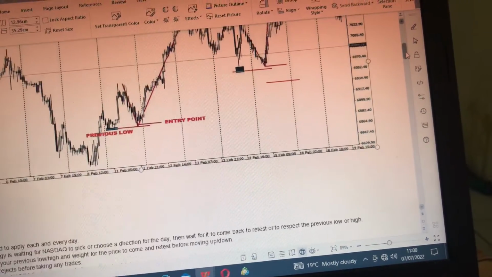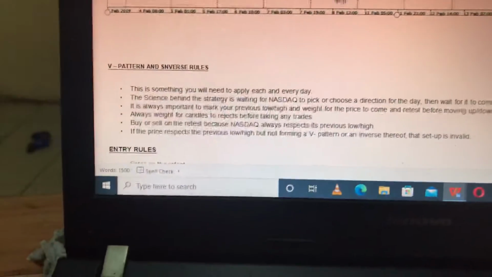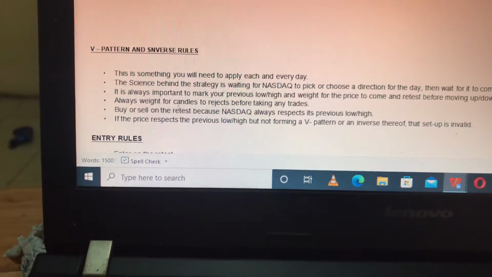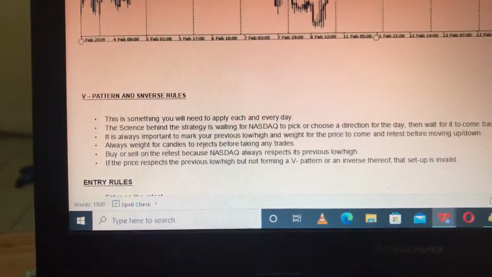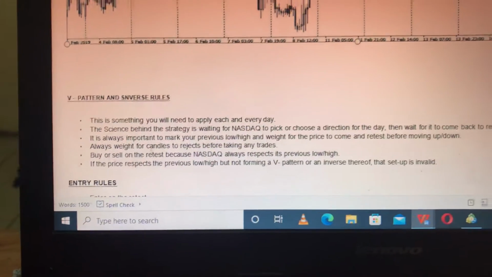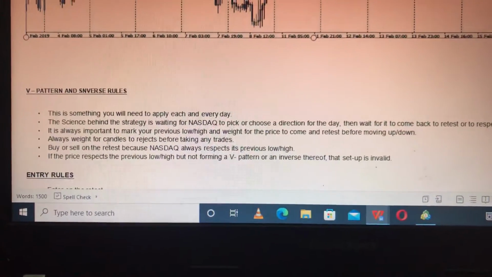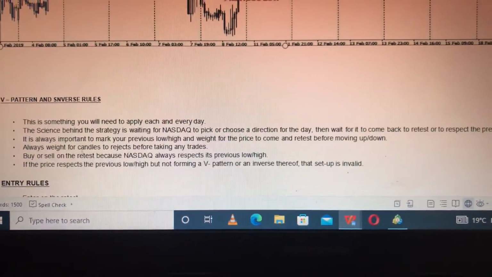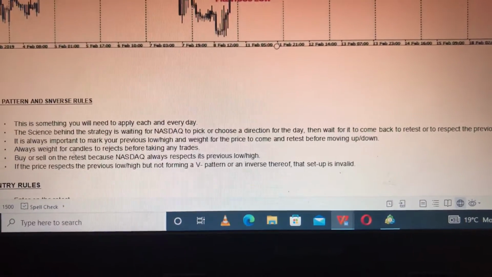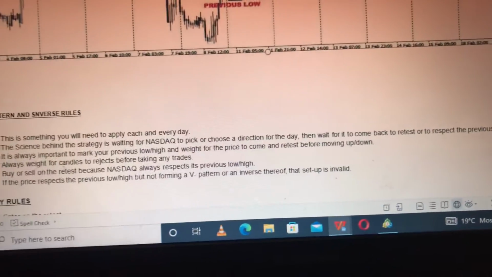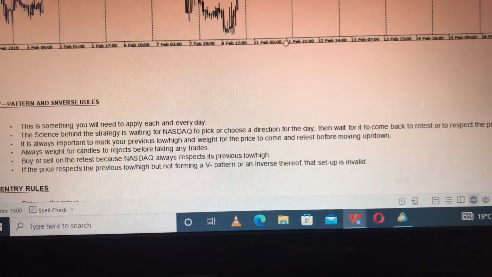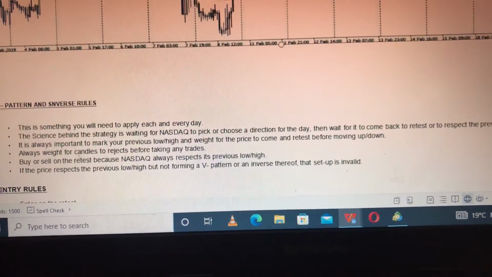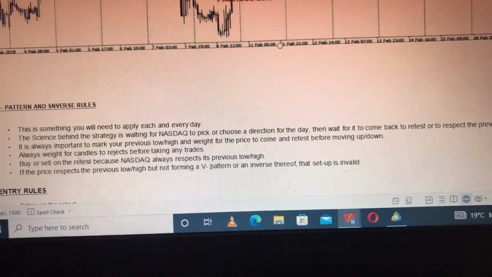So the rules to trading a V pattern are something you will need to apply each and every day. The science behind the strategy is waiting for the Nasdaq to pick or choose a direction for the day, then wait for it to come back to retest or respect the previous low or high. It is always important to mark your previous low or high and wait for the price to come back and retest before moving up or down.